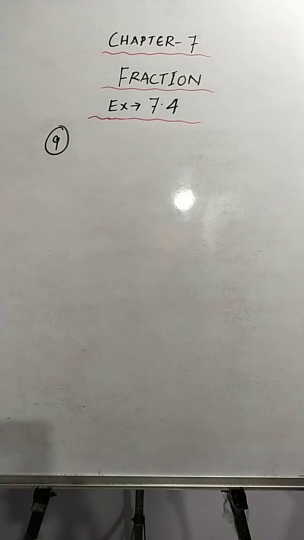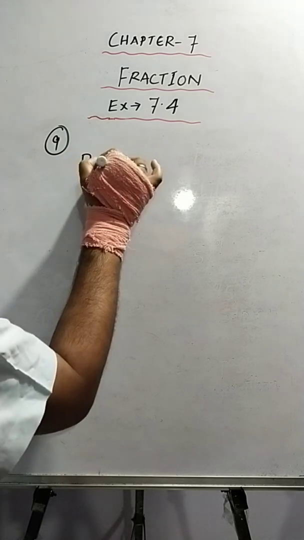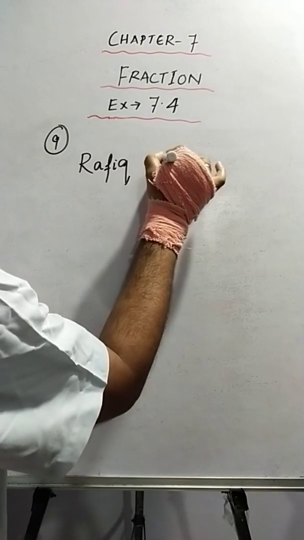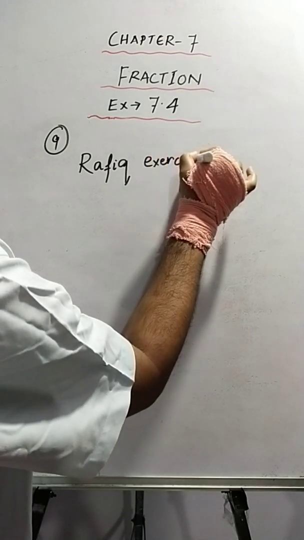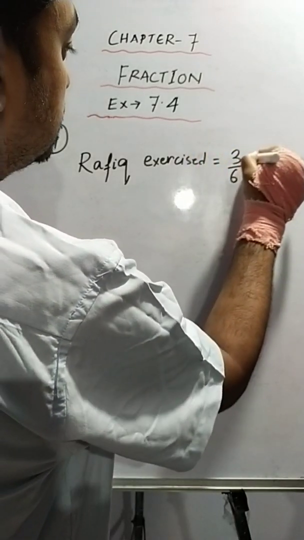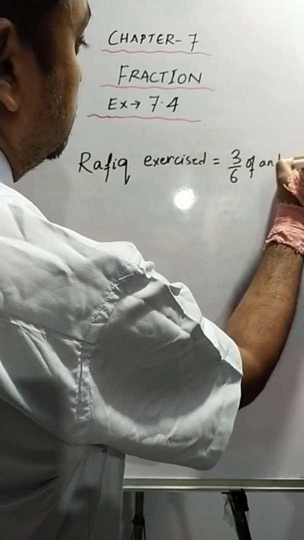In question number 9, it is said Rafiq exercised for 3 by 6 of an hour while Rohit exercised 3 by 4 of an hour. Then who exercised for a longer time? So individually we have to check first. So Rafiq exercised equals to what? 3 by 6 of an hour.